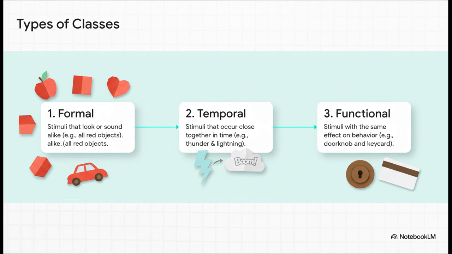Okay, so the first way is by their physical features, or what we call formal similarity, like grouping together all red objects. The second is by their timing or temporal relationship. Think about how lightning is pretty much always followed by thunder. And the third, and for our purposes the most important one, is by their function, meaning they have the same effect on behavior. A doorknob and a keycard look nothing alike, but they both function to open a door.